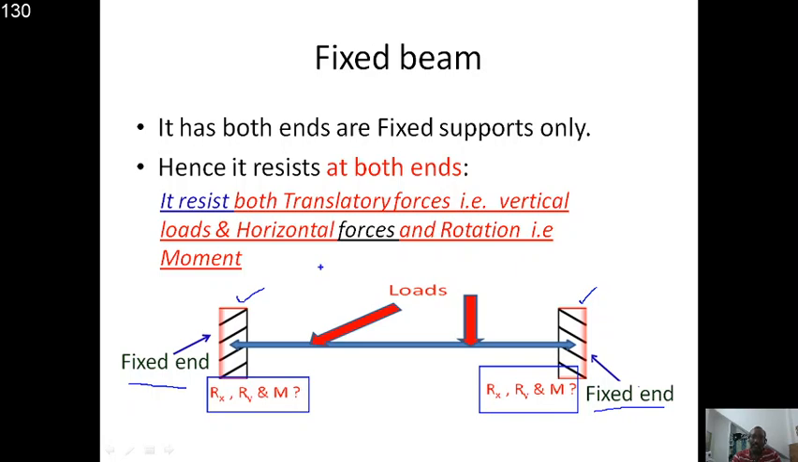That means a cantilever beam contains one fixed support. The fixed beam contains two fixed supports. That means at both the ends it has fixed supports.